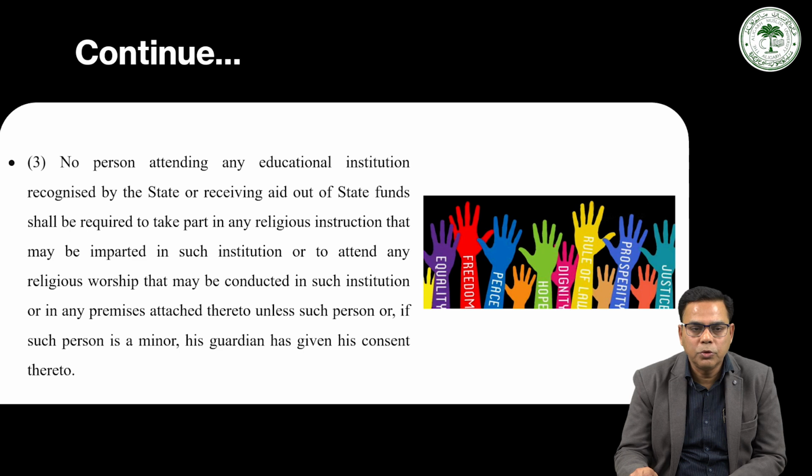No person attending any educational institution recognized by the state or receiving aid out of state funds shall be required to take part in any religious instruction that may be imparted in such institution, or to attend any religious worship that may be conducted in such institution or in any premises attached thereto, unless such person, or if such person is a minor, his guardian has given his consent thereto. You see what kind of mutual respect and religious tolerance is being emphasized through this particular clause.